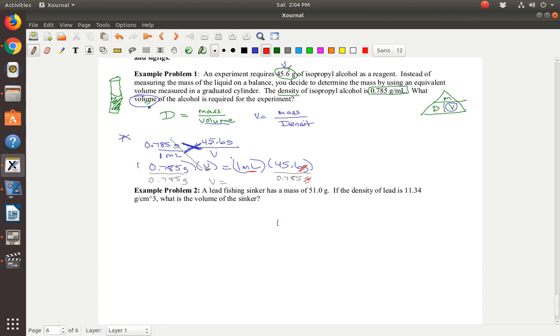And then I would do my math to figure this out. Okay, that number when I do the math is 58.089. That's a raw number.